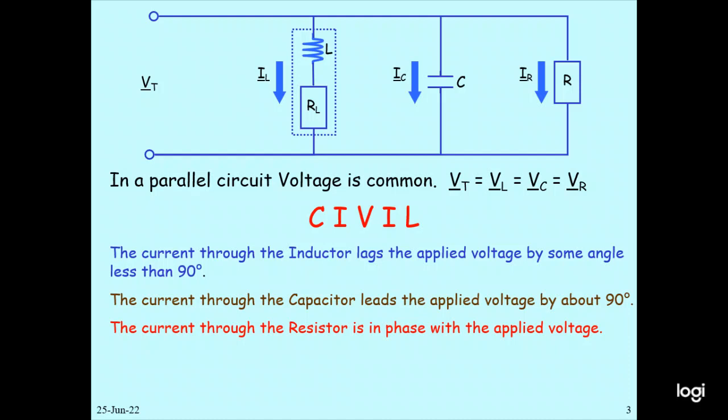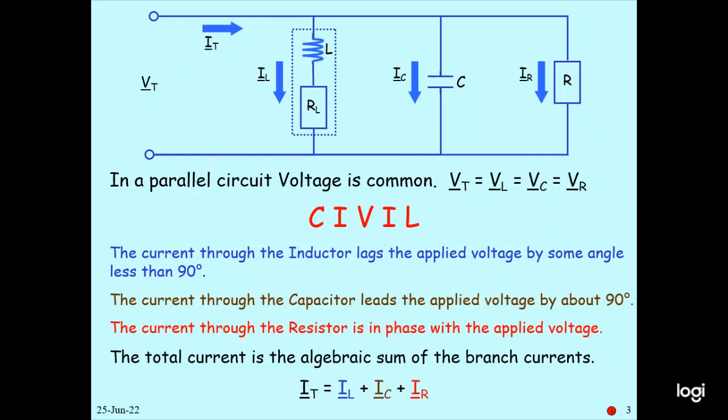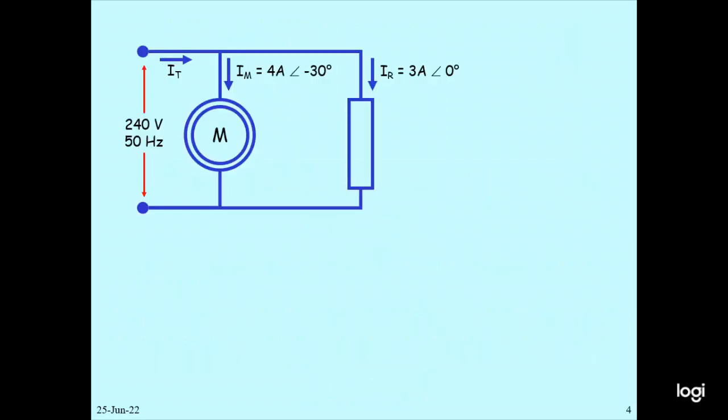So this is for the inductor, capacitor, and resistor connected in parallel. In this case, the inductor current lags the voltage by an angle less than 90 degrees, capacitor current leads the voltage by 90 degrees, and resistor current is in phase with the voltage. So IT is the total current. The total current is the algebraic sum of the branch currents. I total is IL plus IC plus IR.